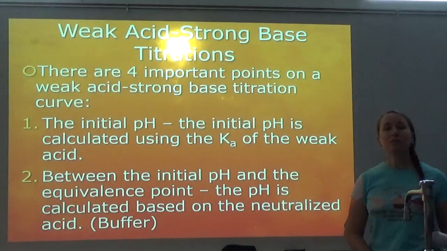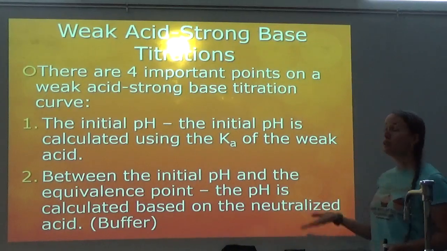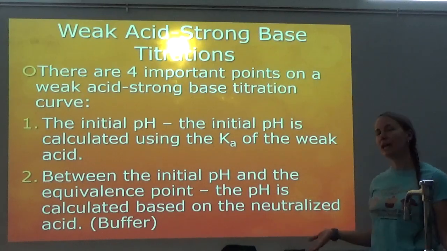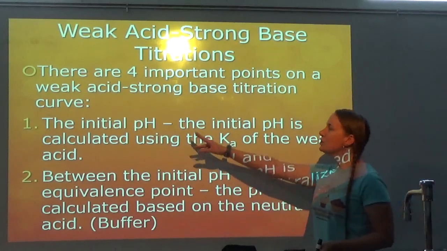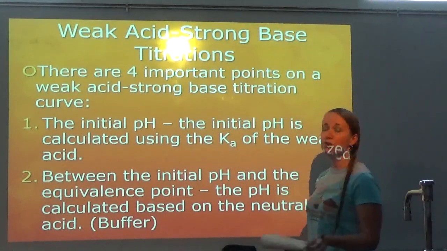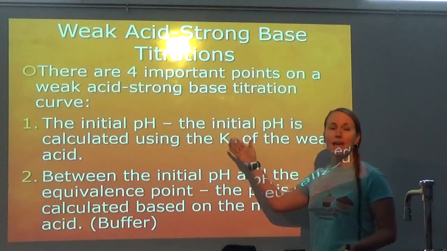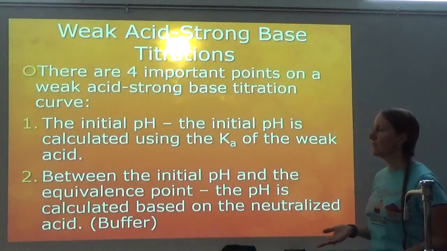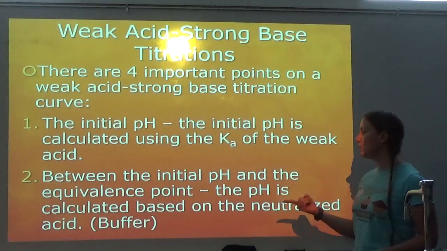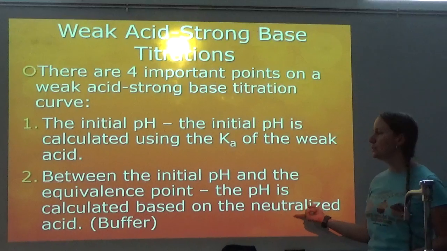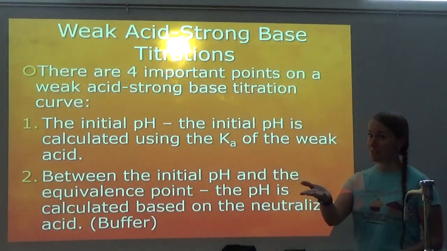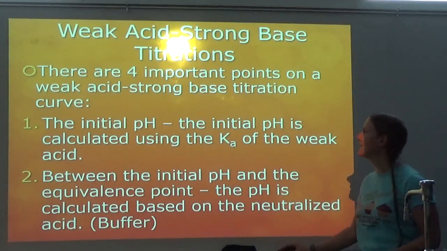All right, so if we have a weak acid and a strong base, there are still 4 important points. It's the same important points as on strong, it's just we handle them a little differently. So the initial pH: instead of initially just being able to use the pH squared to get pH, if you start with a weak acid, you need to use Ka. So you would need to set up an ICE chart to figure out pH like we've been doing. All right, in between the initial pH and the equivalence point, the pH is calculated based on the neutralized acid. You will have a buffer, so then you'll be able to use Henderson-Hasselbalch, okay, our saving grace.